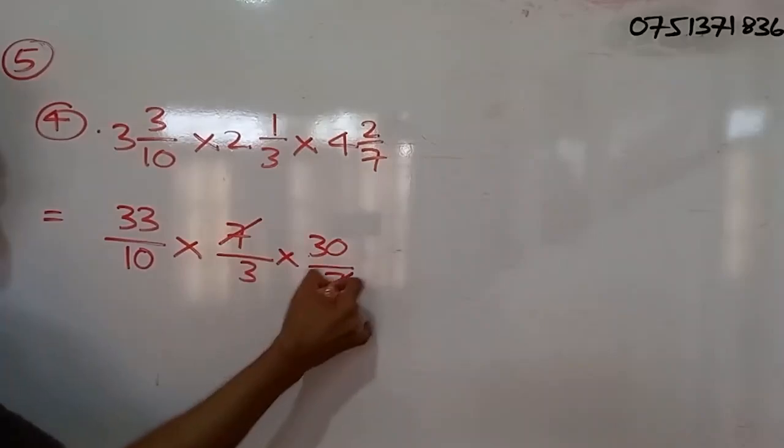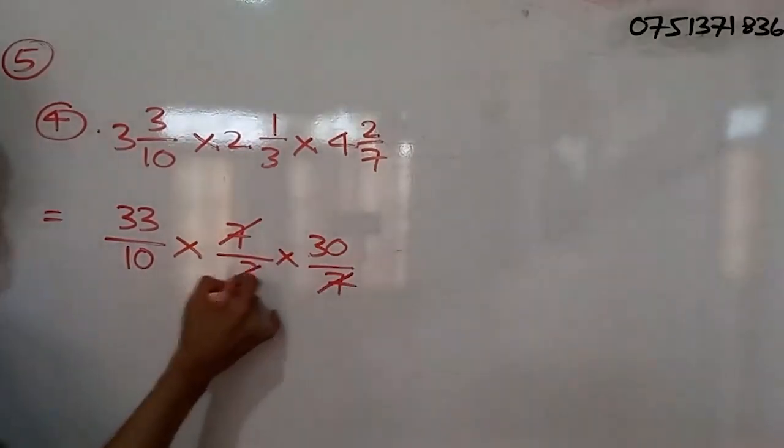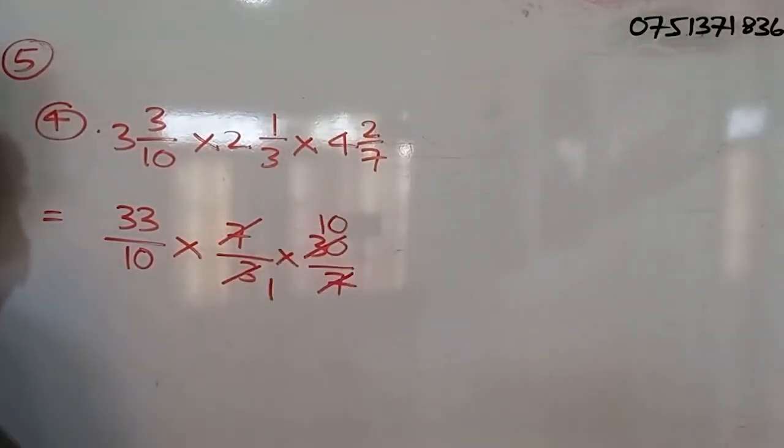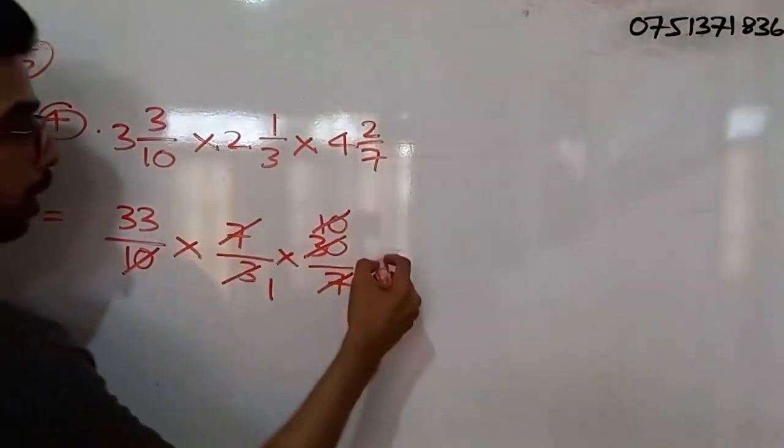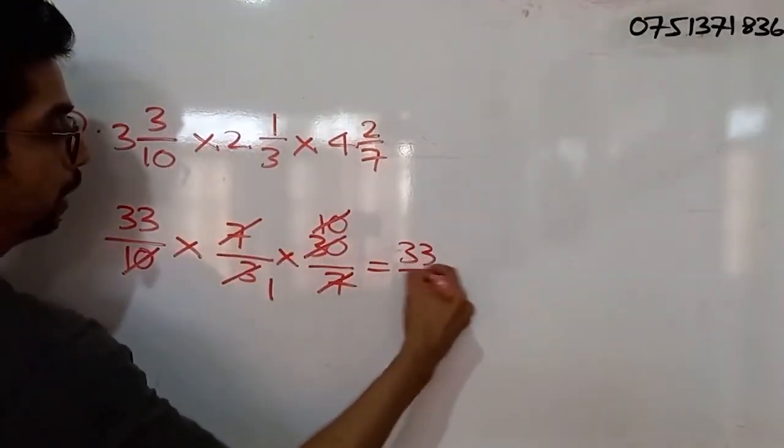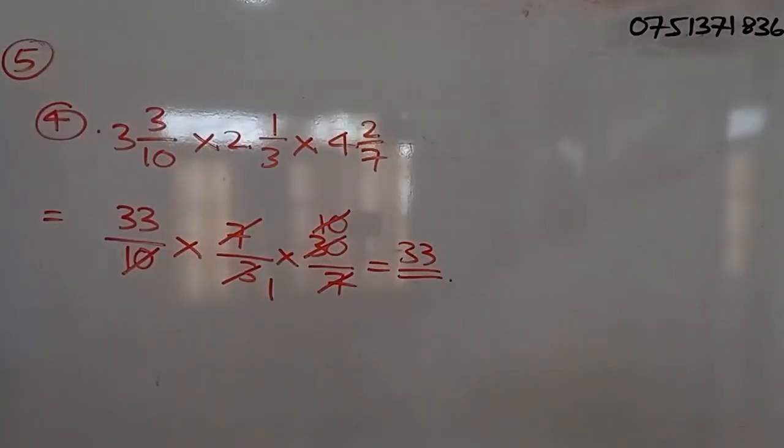So we can cancel out the 7s. Right? So 3 times 1 and 3 times 10. And here we can also cancel out the 10. So in the top half, we only have 33. So 33 will be the answer.